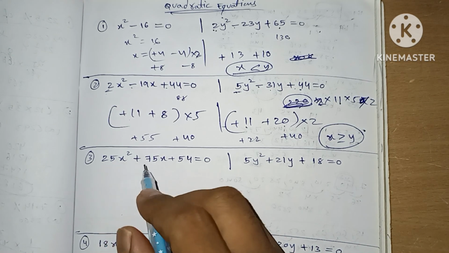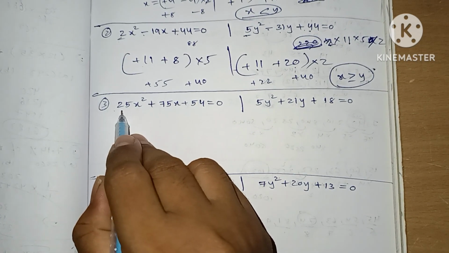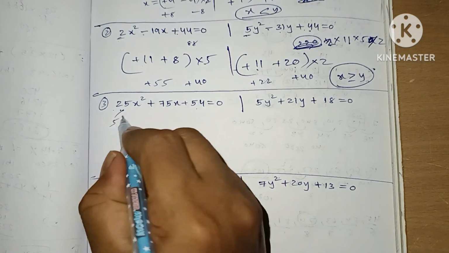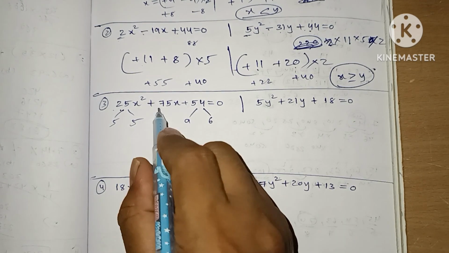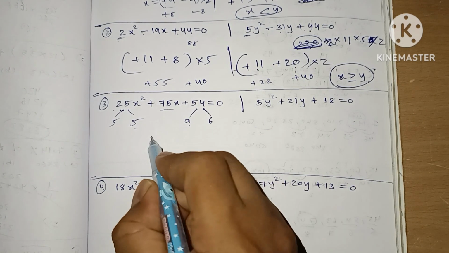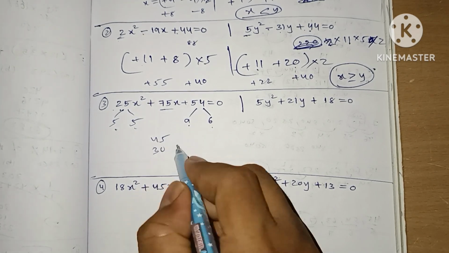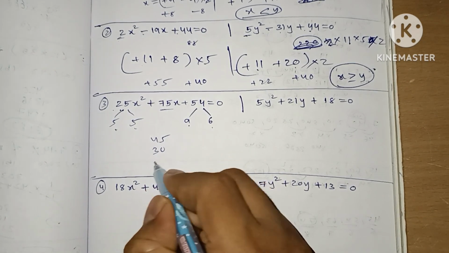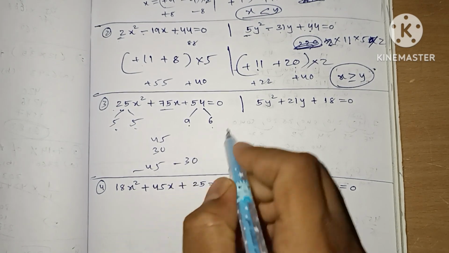Now we are going to see question number 3. Here 25 and 54, 5 times 9, 6 times. We need to get 75. 9, 5 times 45 and 5, 6 times 30. We get 75. So 45 and 30 are the roots. Plus and plus means the roots are in negative.